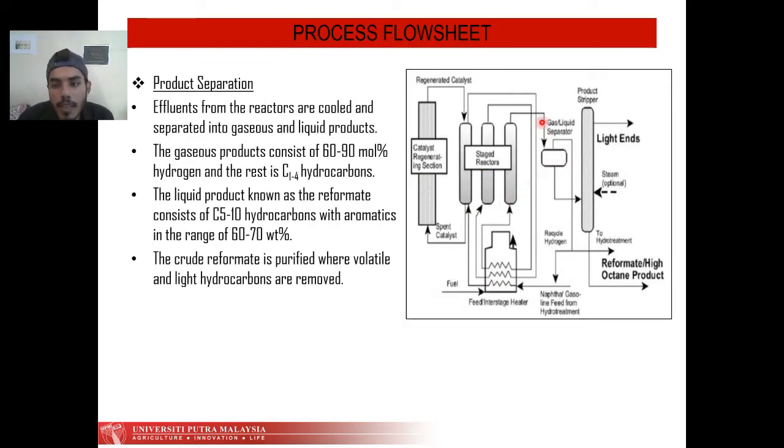Next, the product is separated at this part of the process flow sheet, at the gas liquid separator and product stripper. Effluent from the reactors is cooled and then supplied to the gas liquid separator, where the gaseous product is hydrogen, mostly 60 to 90% mole of hydrogen, which is recycled to the naphtha feedstock and also to the hydrotreatment. The liquid product is called the reformate, that consists of benzene, toluene, and xylene, the aromatic products. It is stripped around here to separate the higher octane reformate products from lighter products, where the volatile and light carbons are removed upstream and downstream.